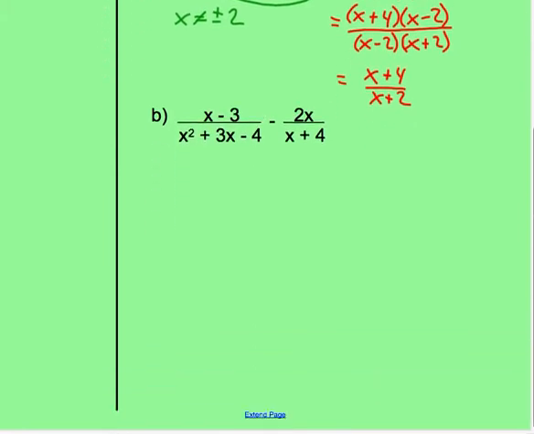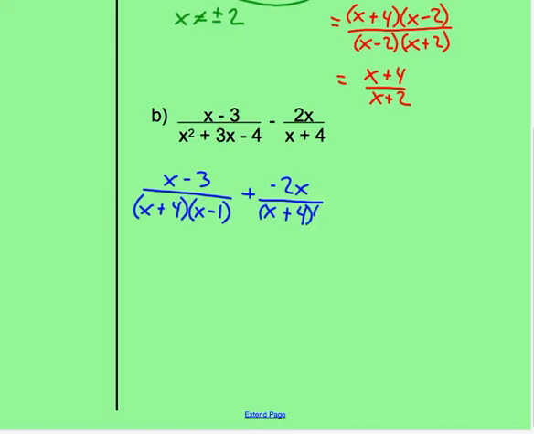One more example with common factors. So again, factor that first denominator, we've got t-chart. What multiplies to negative 4 adds to 3. And I'm going to go ahead and distribute that negative sign right away. So my second fraction is missing a factor of x minus 1. So I'll multiply by that special form of 1.